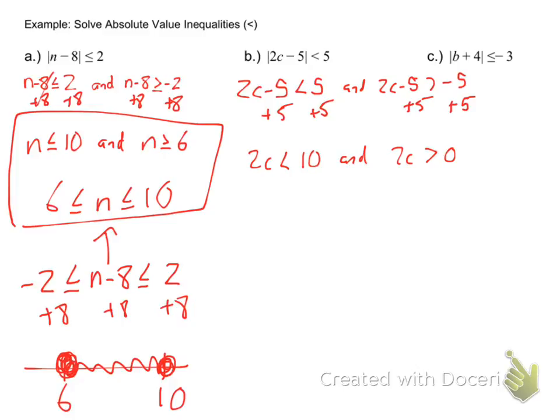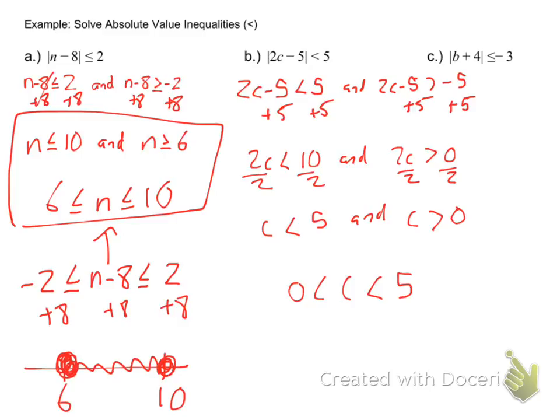Caden, what's next? Divide by 2. So c is less than 5, and c is greater than 0. So that's one way to write this, guys. Or we could write this as a single compound inequality, which would be what, Hayden? 0 is less than c, which is less than 5.